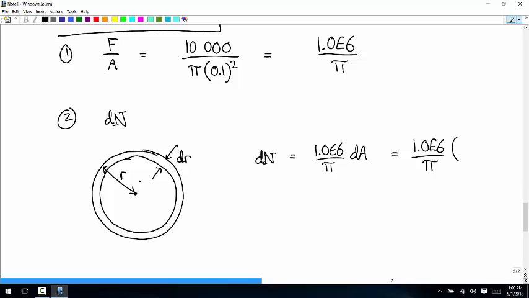This is the one where we break it open and make a long rectangle. So 2 pi r dr. That's where the pi cancels. And so dN is equal to 1.0 times 10 to the 6, and there's a 2 there, so 2.0 times 10 to the 6 times r dr.